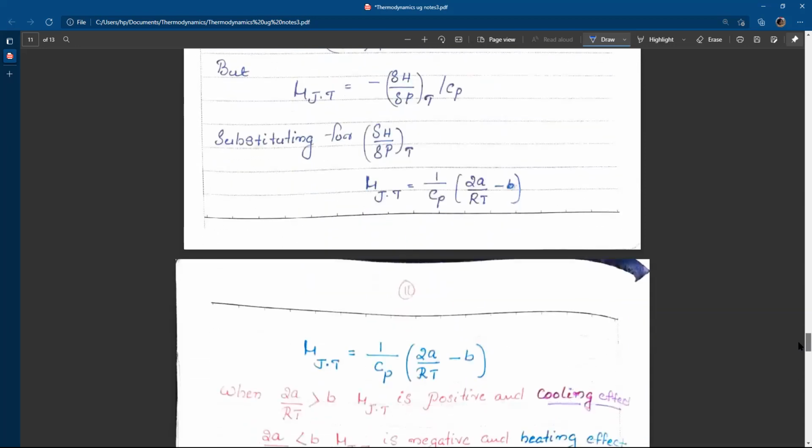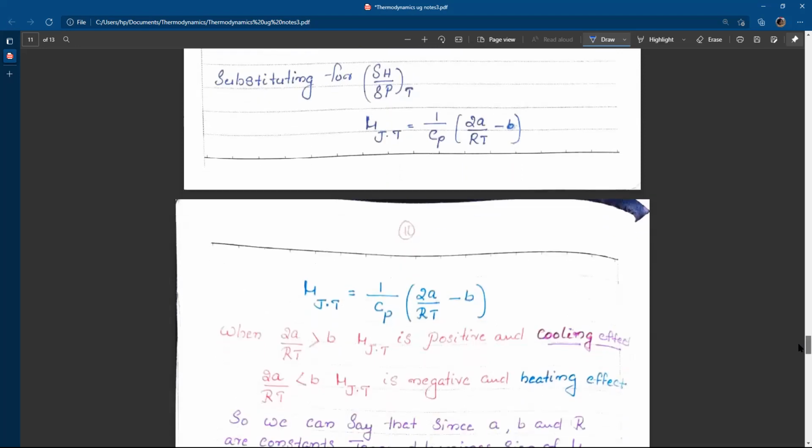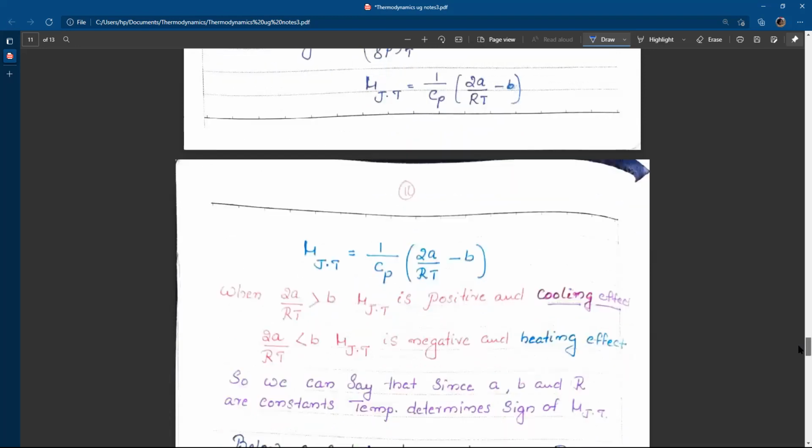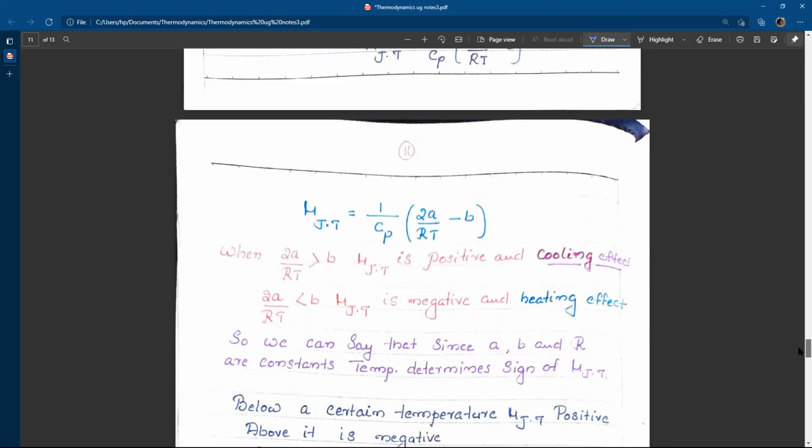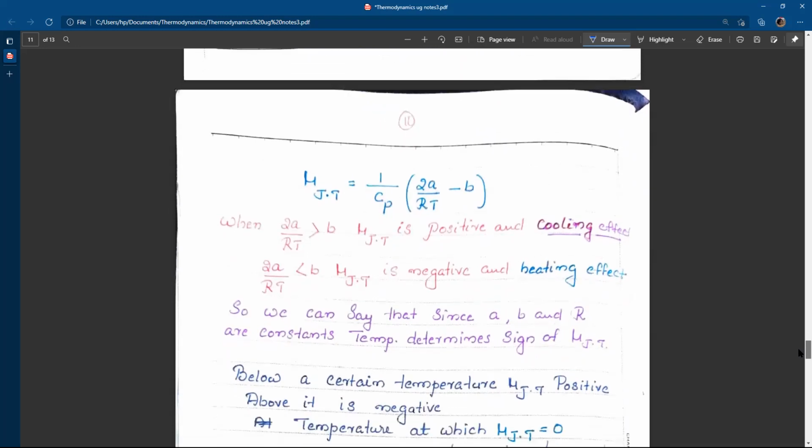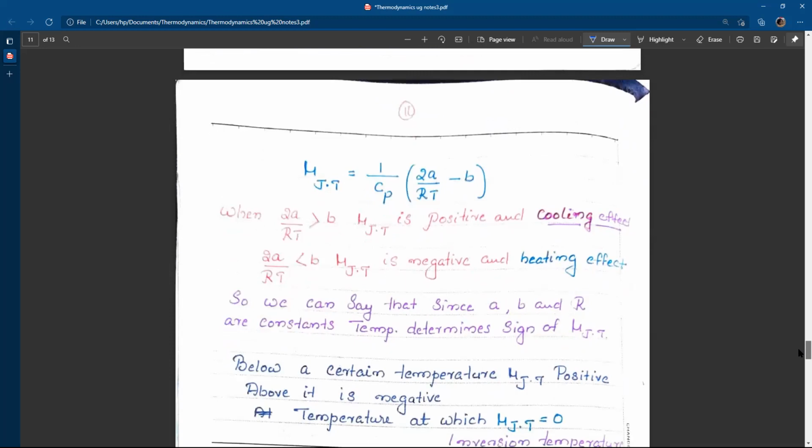And that is the relationship between the Joule Thomson coefficient and van der Waals constants, (1/Cp)(2a/RT − b). When 2a/RT is greater than b, the Joule Thomson coefficient is positive, and we get a cooling effect. When 2a/RT is less than b, μJT is negative and the heating effect is observed. So we can say that since a, b and R are constants, temperature determines the sign of μJT.